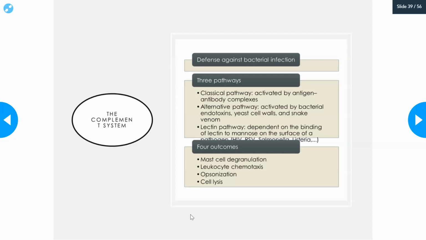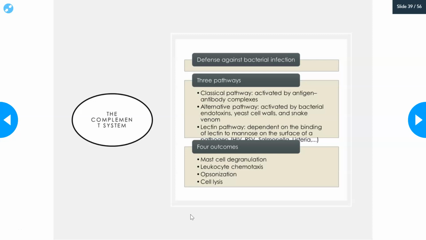In Perline's case, I would say simply the classical pathway, with antigen-antibody complexes of the strep pneumo and the antibodies to the strep pneumo. That makes sense because strep pneumo, being a gram-positive cocci, does not make endotoxins. That's a gram-negative rod usually. It is not a yeast cell. It is not snake venom. It is not HIV, RSV, or Salmonella.